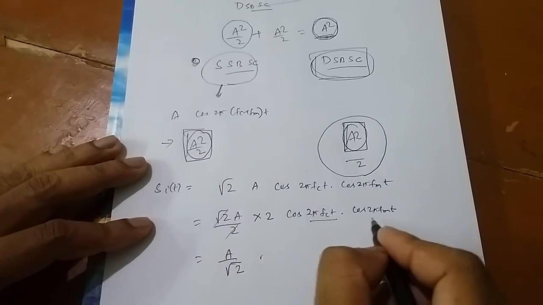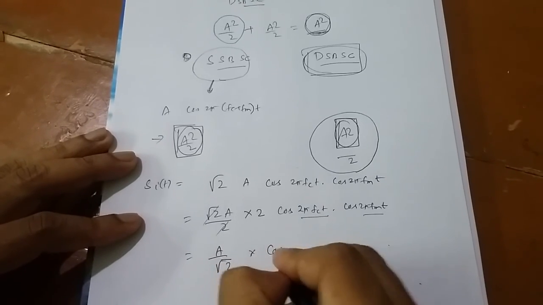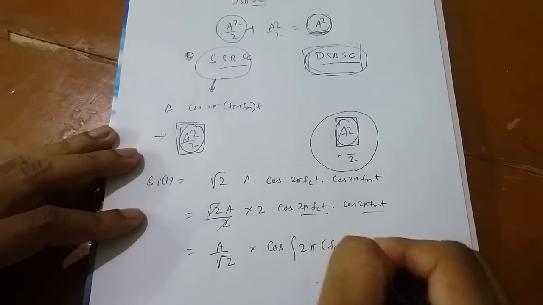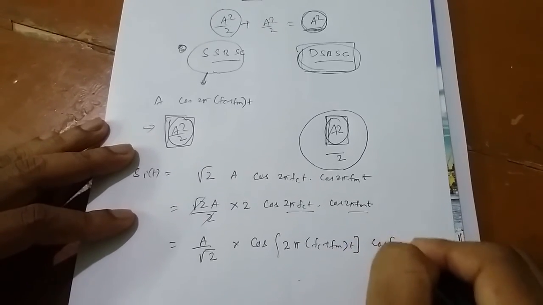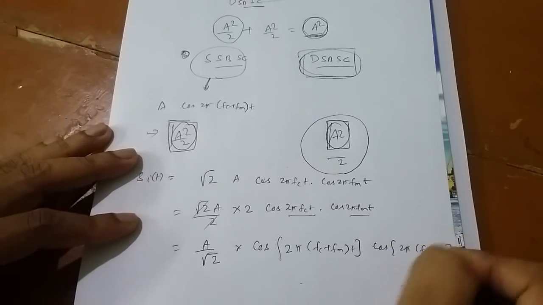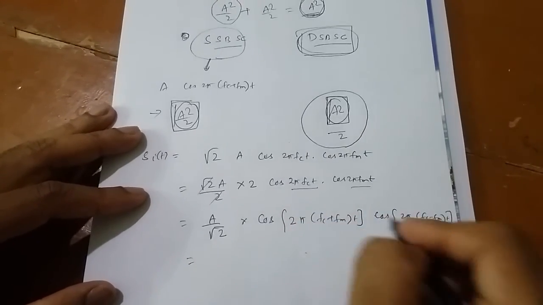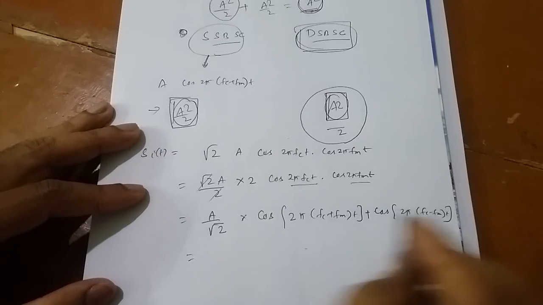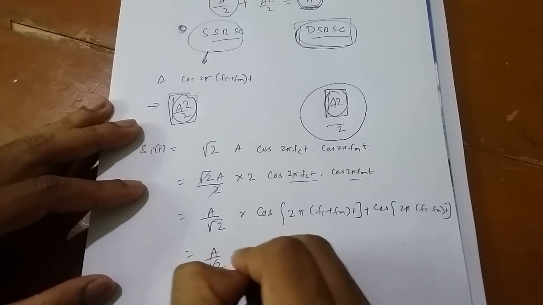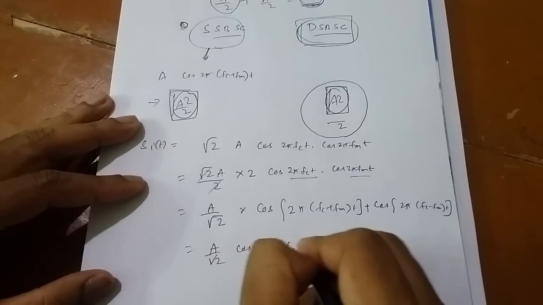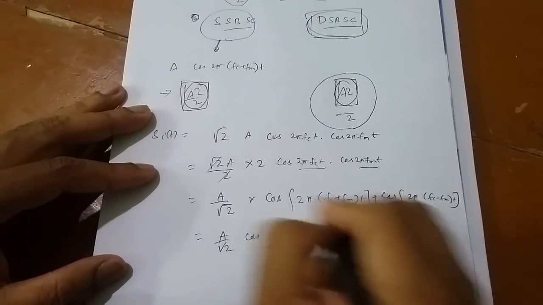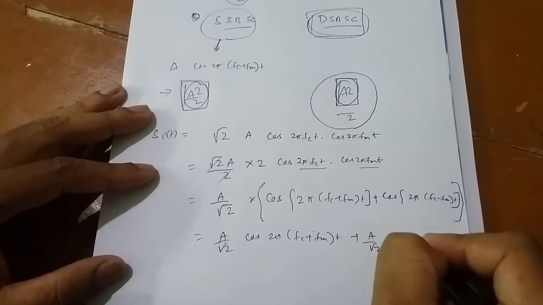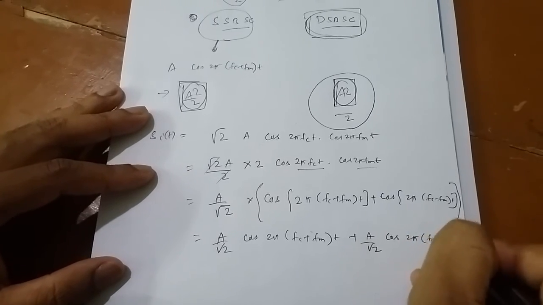This is 2 cos alpha into cos beta, that is cos (alpha plus beta) plus cos (alpha minus beta): 2 cos 2 pi (fc plus fm)t plus cos 2 pi (fc minus fm)t. Now this becomes A by root 2 cos 2 pi (fc plus fm)t plus A by root 2 cos 2 pi (fc minus fm)t.